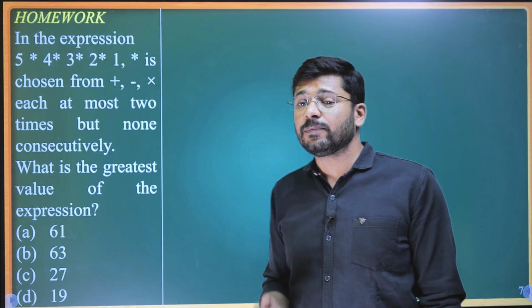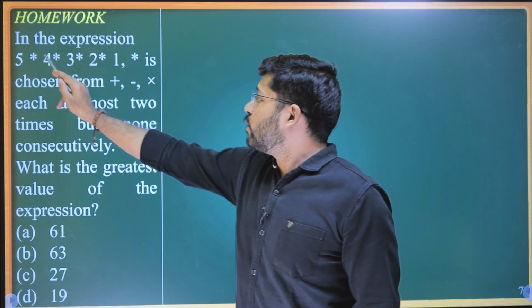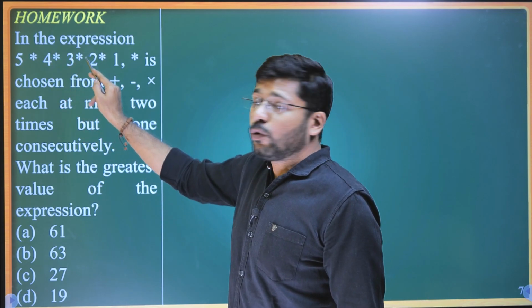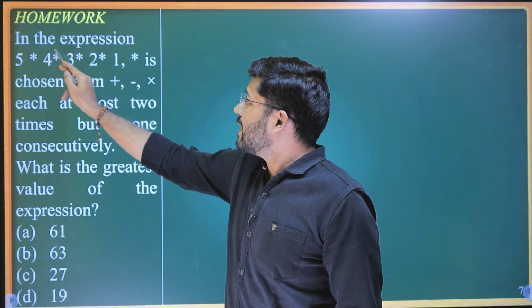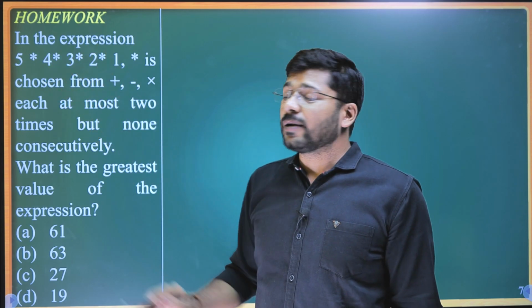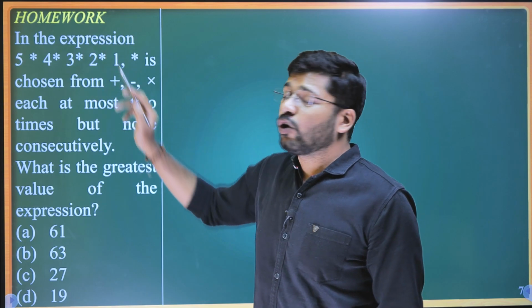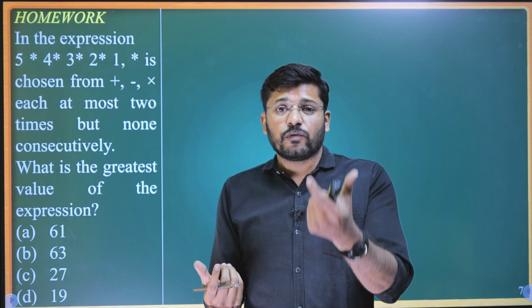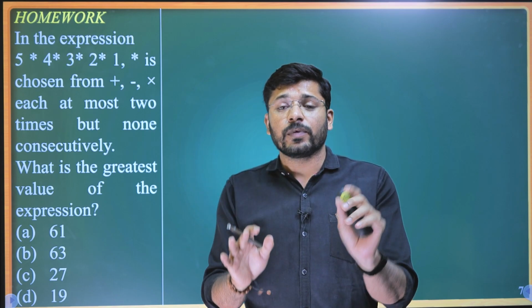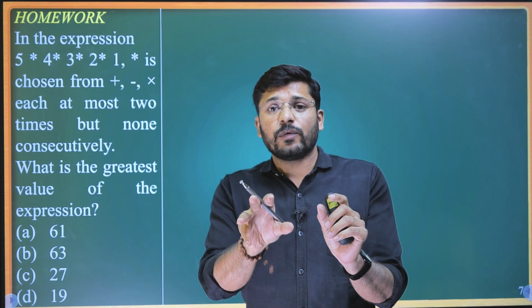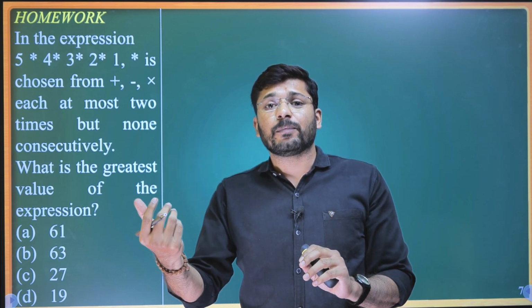What is none consecutively? It means that if you use minus here, you cannot use minus here. It can come here, no problem. But if it is minus here, it shall not be minus here. If it is into here, it shall not be into here. If it is plus here, it shall not be plus. That is, continuously it should not be coming. For example, 5 minus 4 minus 3, no. If you have used minus once, the next operator should be plus or into. And if you have used plus here, the next operator should be either minus or into.